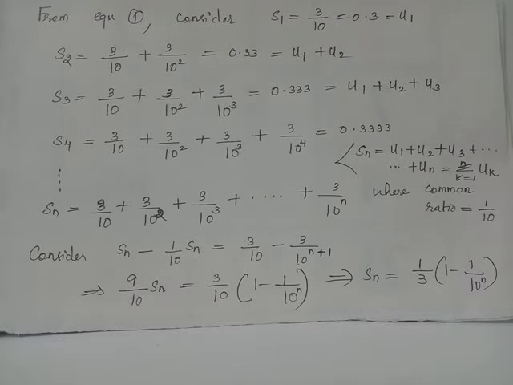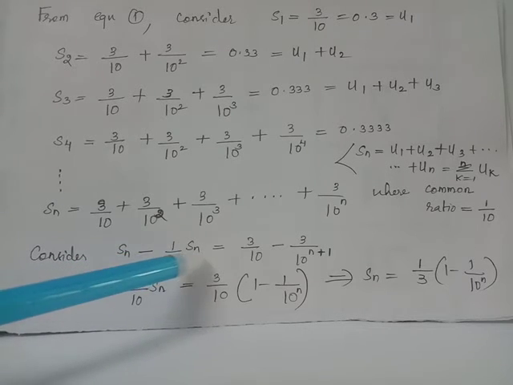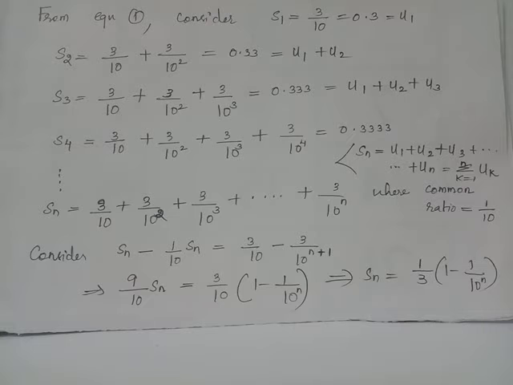When you take the difference between these two expressions, that is when you consider Sn minus 1 by 10 times Sn, we will have only two terms remaining after we have cancelled the common terms. We will have Sn minus 1 by 10 times Sn equals 3 by 10 minus 3 by 10 raised to n plus 1. The LHS can be rewritten as 9 by 10 times Sn, taking LCM here, and in the RHS, when you take 3 by 10 common outside from both the terms, it becomes 3 by 10 times 1 minus 1 by 10 raised to n.